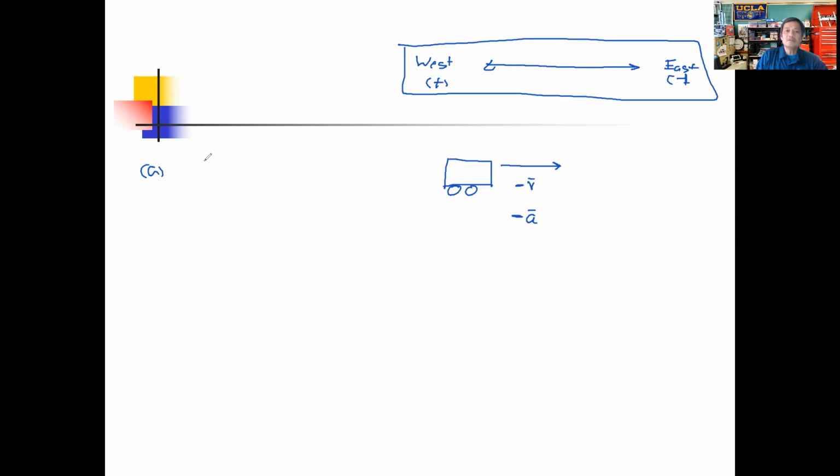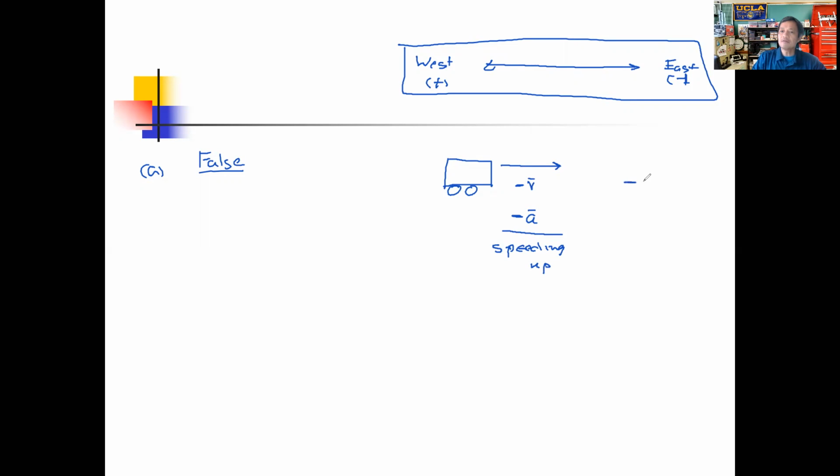Okay? The answer here is going to be false. Just because an object is moving in the negative direction, it doesn't mean that the acceleration is going to be negative. Okay, so let's imagine what's happening here. If the acceleration does happen to be in the same direction as the velocity, we know then that the object is speeding up. So we have a situation in which the object is speeding up. So in that case then, the acceleration is in the same direction as the velocity.